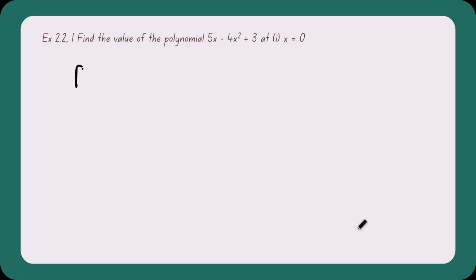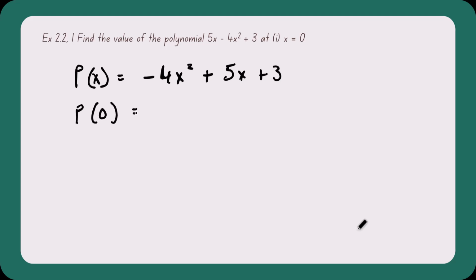So I'll write p of x is equal to, what is the correct order? We have minus 4x squared plus 5x plus 3, right? Now what do we need to find at x is equal to 0? So what is p of 0? Wherever x is there, we'll replace it with 0, right? So minus 4 into (0) whole square, then we have 5 into (0), then we have plus 3.